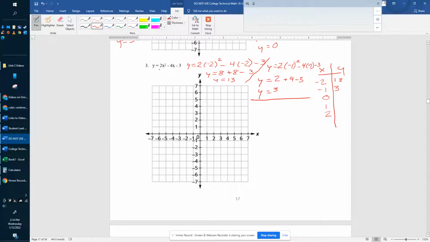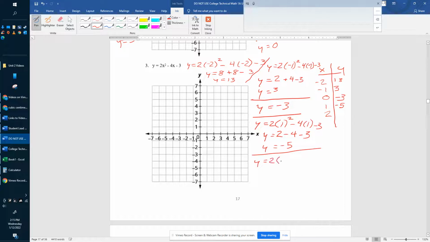Now plugging in our favorite one, 0. 0 is going to get rid of this term. It's going to get rid of this term. And we're going to end up with y equals -3. I love 0. Now let's try 1. Y equals 2 times 1 squared minus 4 times 1 minus 3. So we'll have y equals 1 squared is 1 times 2 is 2 minus 4 minus 3. -4 minus 3 is -7 plus 2. Y equals -5. Let's try 2.